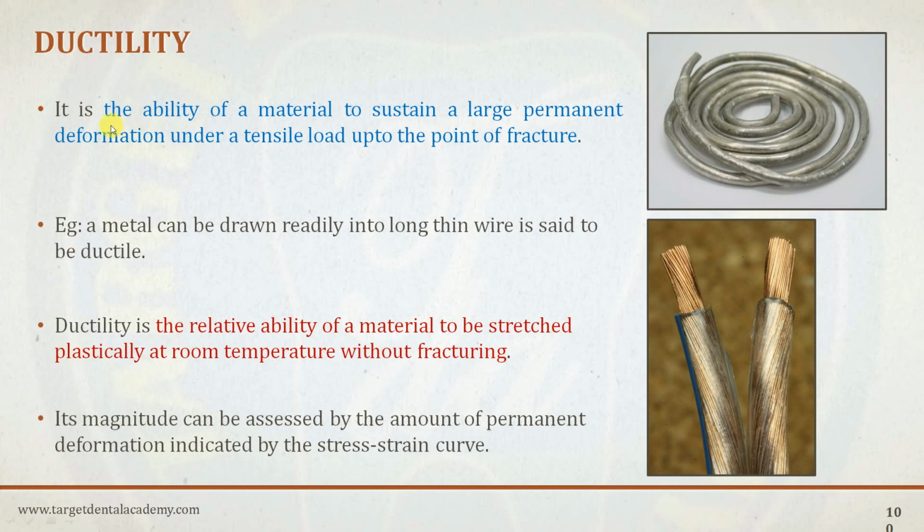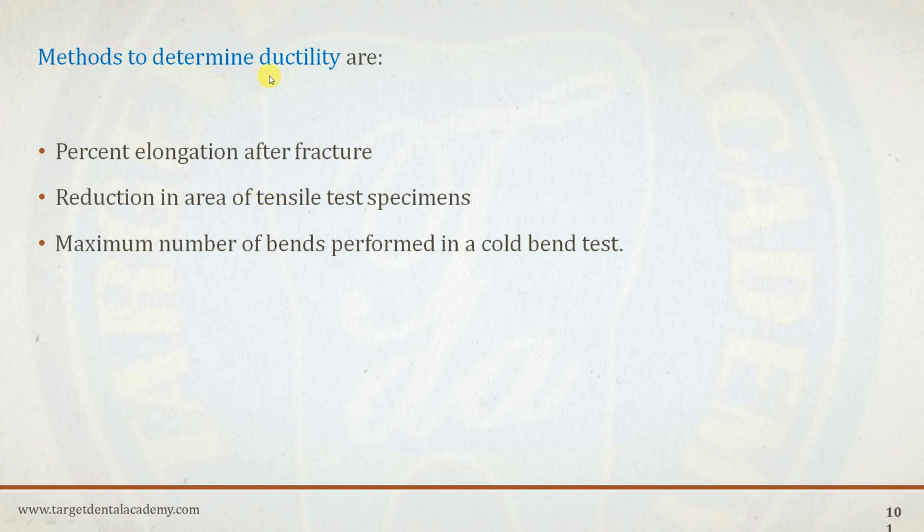Coming on to ductility, it is the ability of a material to sustain a large permanent deformation under a tensile load up to the point of fracture. Example, a material that can be drawn readily into long thin wires is said to be ductile. Example is gold. Ductility is the relative ability of a material to stretch plastically at room temperature without fracturing. It can be drawn into long thin sheets without fracture. Its magnitude can be assessed by the amount of permanent deformation indicated by the stress-strain curve. Methods to determine ductility are percent elongation after fracture, reduction in the area of tensile specimens, and maximum number of bends performed in a cold bend test.